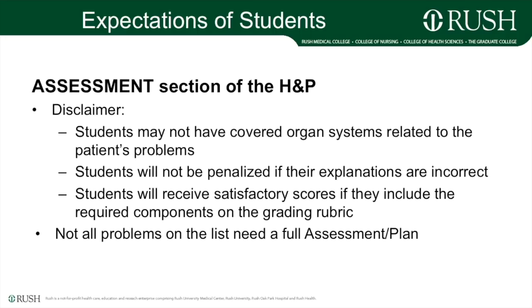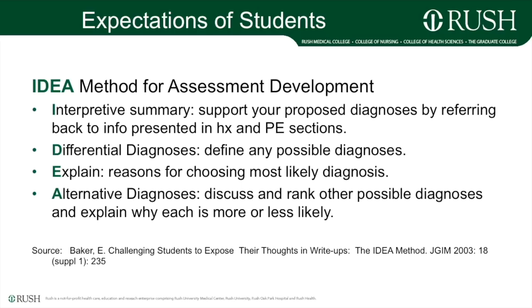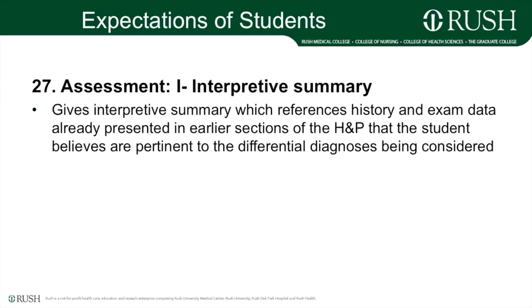Items 27 through 31 will grade the assessment section of the H&P. All faculty will know that you may not have covered the organ system related to your patient's chief complaint. You will be using the IDEA method to develop your patient's assessment. You can see the description of the acronym here. The I in IDEA refers to the interpretive summary. So this is the summary that references the patient's history and exam findings that were presented earlier in the H&P that the student believes are pertinent to the differential diagnoses being considered.